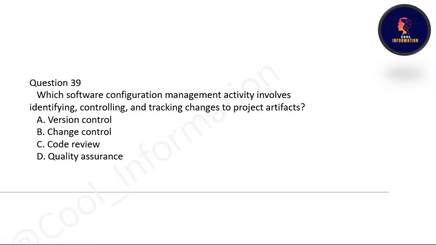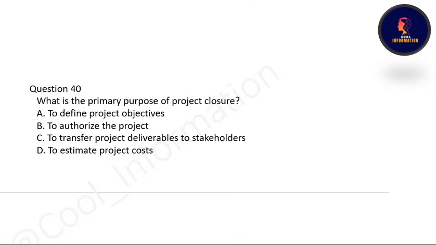Okay. Next one, second last question, which software configuration management activity involves identifying, controlling and tracking changes to project artifacts? Correct option is option number B. Change control. And the last question is, what is the primary purpose of project closure? So the primary purpose of project closure is to transfer project deliverables to a stakeholder.